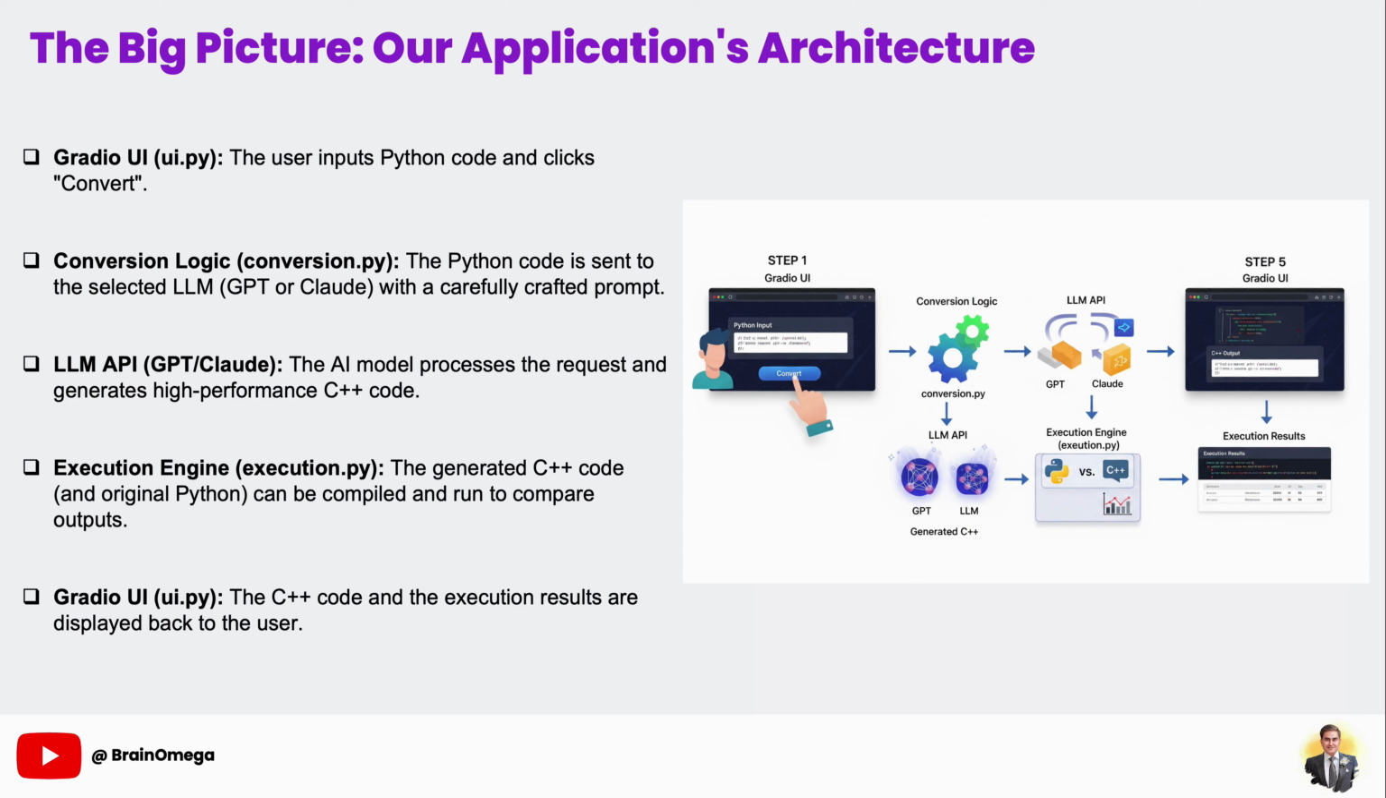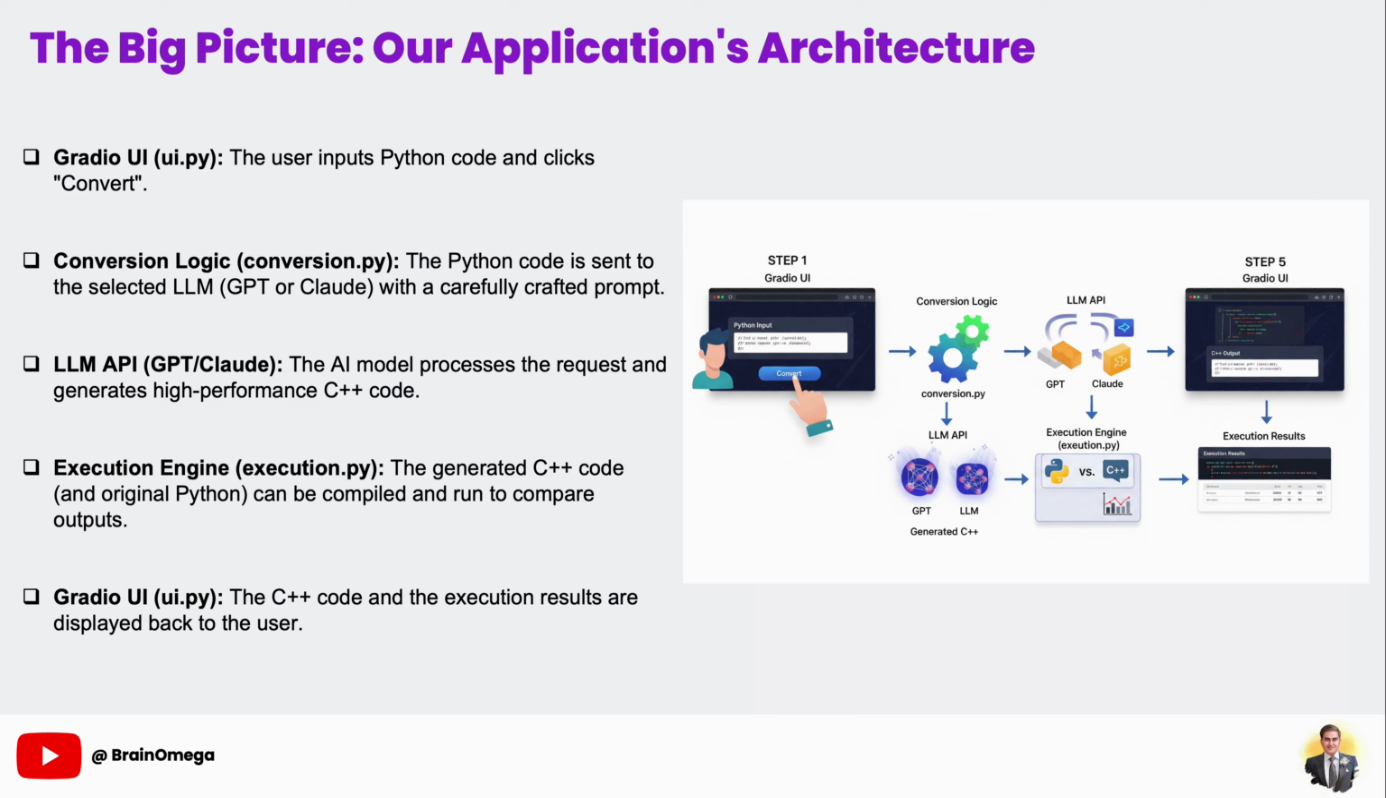Before we write a single line of code, let's zoom out and look at our project's blueprint. A good application has a clear structure, and ours can be thought of as a factory assembly line, with each file playing a specific role. It all begins at the front door, our Gradio user interface, UI.py. This is where the user will interact with our application, pasting in their Python code and clicking buttons.